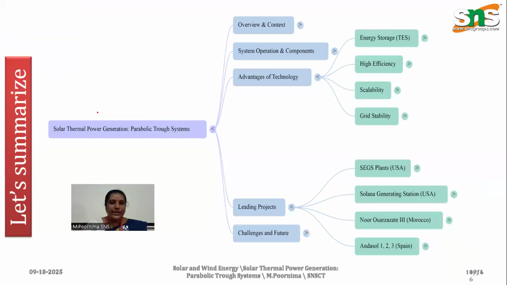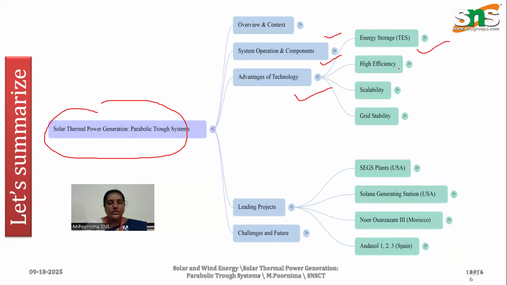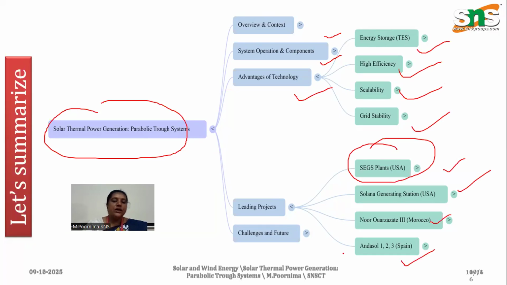Finally, here comes the summary. We have seen so many parts of solar thermal power stations: system operation, advantages, technologies, energy storage, thermal efficiency, scalability and grid stability. We also covered the leading projects, the SEGS plants in the USA, and solar generation stations in Morocco and Spain, which are related to concentrated solar power.